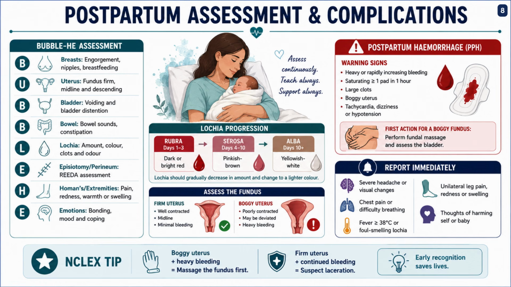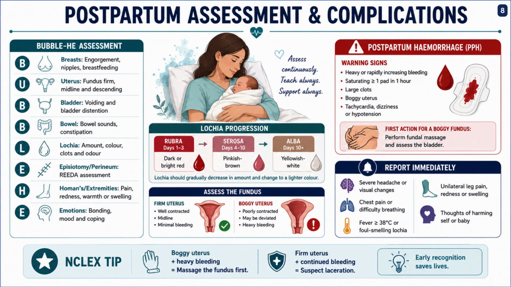The next B is bladder. A distended bladder can push the uterus away from the midline and prevent it from contracting effectively. Encourage the patient to void and reassess the fundus afterward. The following B represents bowel function, including bowel sounds, constipation, and discomfort. L stands for lochia. Assess its amount, color, clots, and odor. Lochia normally progresses from red rubra to pinkish brown serosa and finally to yellowish white alba. It should gradually decrease rather than suddenly become heavier.